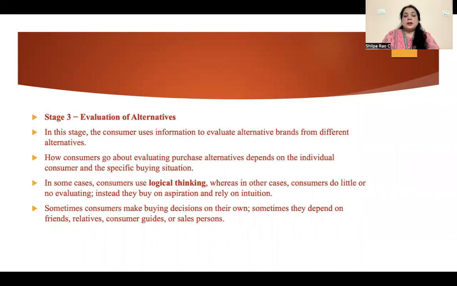Moving on to the third one, here in this stage, the consumer uses the information that has been collected in stage two. That information will be evaluated with the alternative brands or from the different alternatives. So here he is going to evaluate the alternatives. What does he have? Like, I gave an example of food. If you're planning to have a snack, what snack would you like to have?